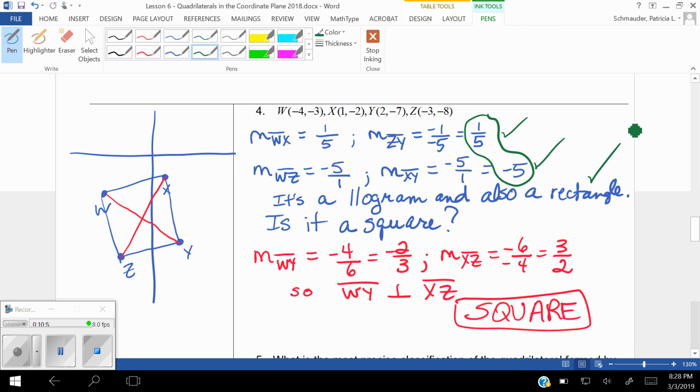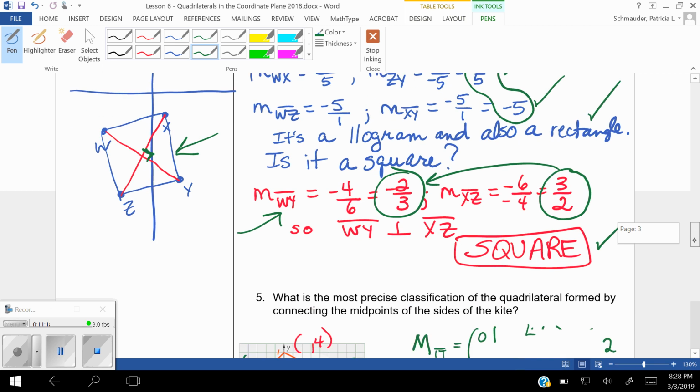So I did the same thing here that I did a while ago. I sketched in the diagonals in red. I found their slopes. The slope of WY is negative 2/3. The slope of XZ is 3/2, which is its negative reciprocal. So I know the diagonals are perpendicular, and that means I have a square most specifically.